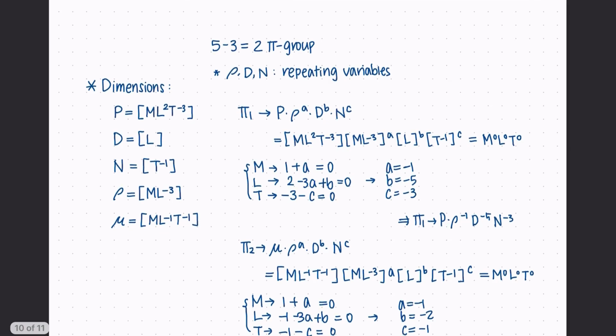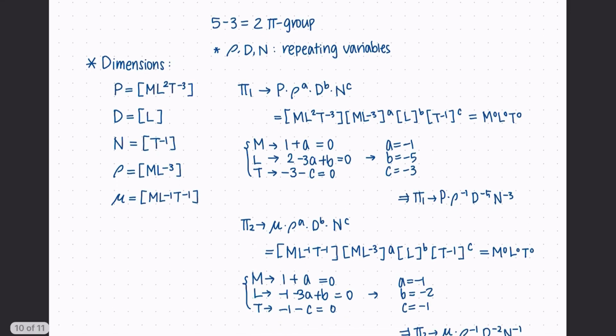For the first pi group, we can write down as power times repeating variables. We will use this multiplication into dimensions, and this multiplications of dimension should be dimensionless, which is m to the 0 times L to the 0 times T to the 0.